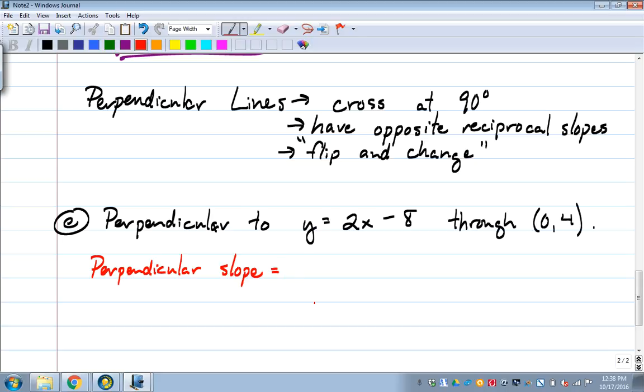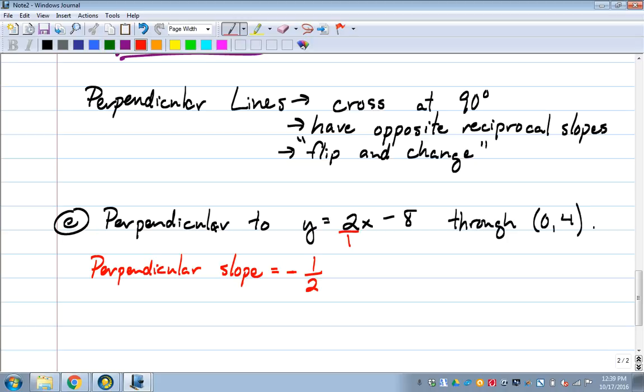What's the reciprocal of 2? Well, it's 2/1 to begin with. Flip it over. So the perpendicular slope would be -1/2. Flip it, change the sign. Flip it and change the sign. Okay. So our new slope we're going to use is -1/2.